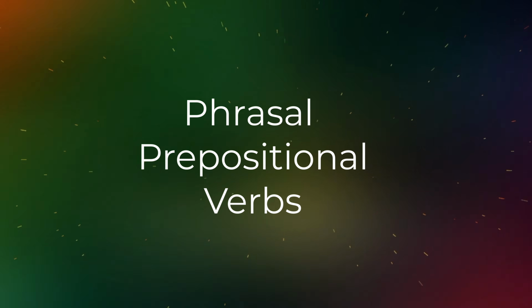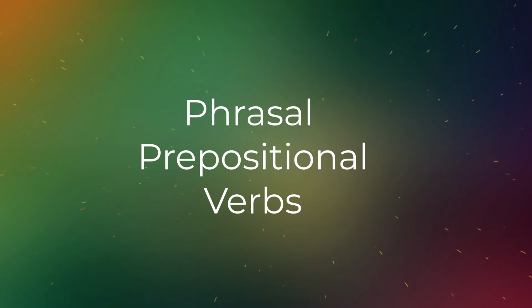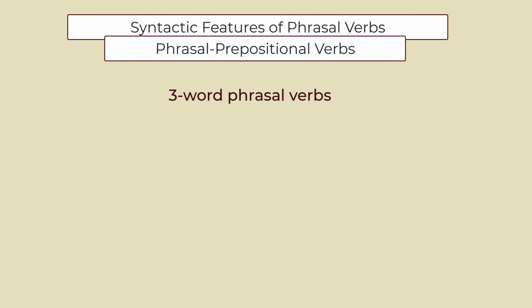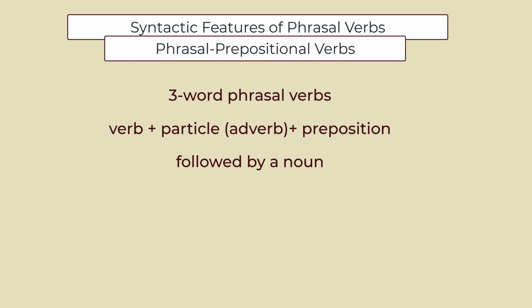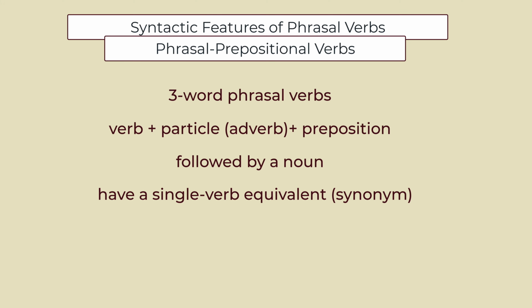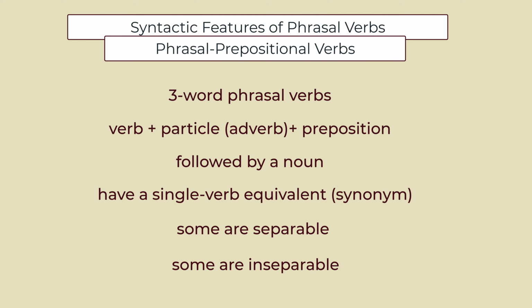Let's go on to look at phrasal prepositional verbs. Phrasal prepositional verbs are three-word phrasal verbs. They are made up of the verb and two other words, usually a particle, which is an adverb, and a preposition. They are followed by a noun and usually have a single verb equivalent or synonym. Some of these phrasal prepositional verbs are separable and some are inseparable. Remember that the key is that these verbs are usually replaced by a single verb synonym.